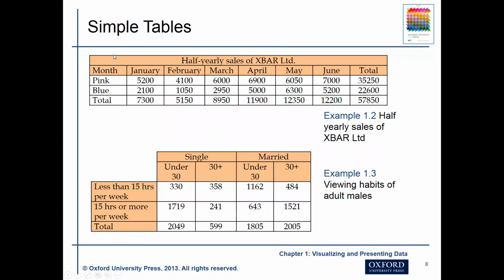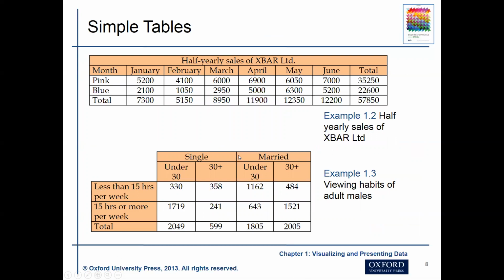So this is called the one-dimensional table, the first one. It contains only the columns. That's it. There is no row here. Column month: January, February, March, April, May, June, total. That's it. So here there is no row, right? Month wise, I mean half yearly sales. Is there any row? There is no row.